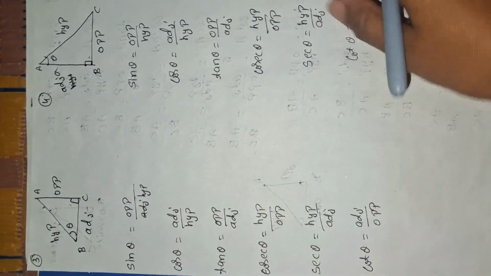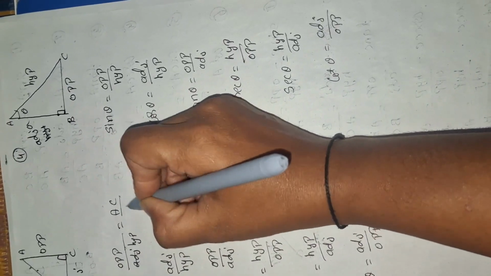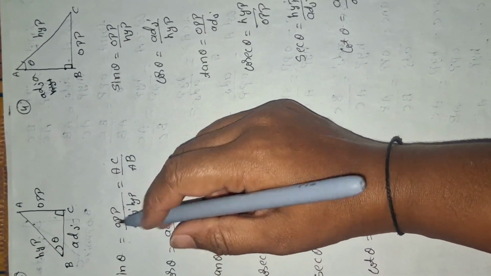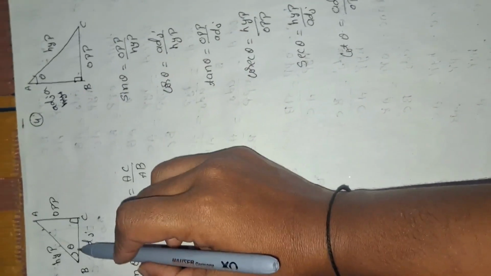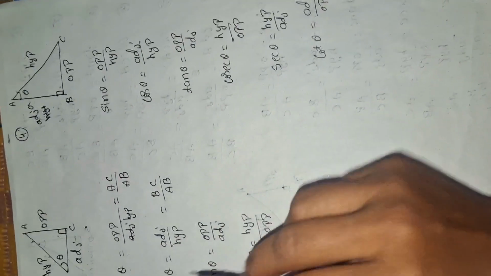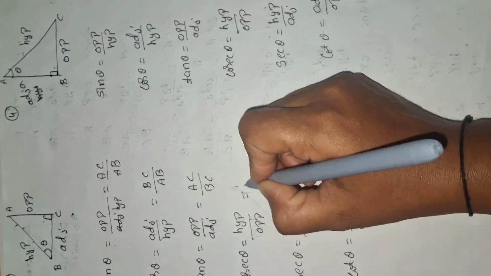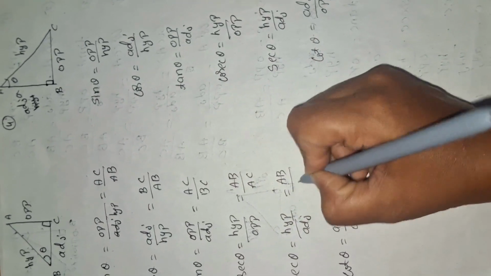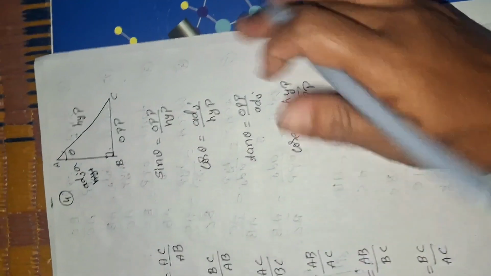Sine of angle theta, how to write? Sine of angle theta equal to opposite by hypotenuse. What is opposite? AC. AC by AB. Then cos theta, what is adjacent? Adjacent by hypotenuse. What is adjacent? BC. Same method, but we include theta in place of the angle. Opposite AC, adjacent BC. Then hypotenuse by opposite, AB by AC. Then secant means AB by BC. Then cot means BC by AC.